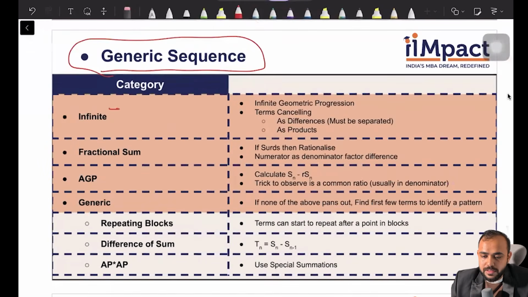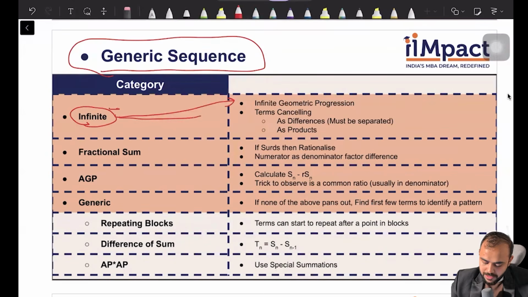They have not said this is an AP or a GP. We don't know what it is. They just give you a sequence and then they ask you, boss, tell me what's the sum, what's the term number, etc. Within this, we are going to follow this framework. First of all, we will see, are they asking us for infinite sum? If they are asking us for infinite sum, probably it's a question of infinite geometric progression.